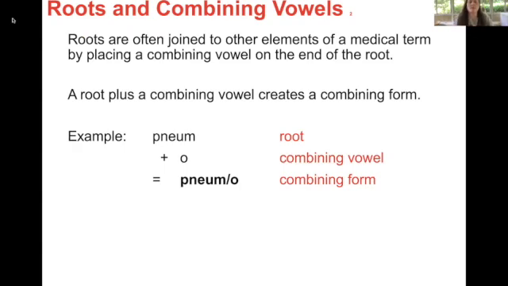Now, sometimes you will have something called a combining vowel. That means you will have your root word, and then you will have this vowel that will be added in order to turn it into the medical term. So when you see in your text where it's written like it is here, P-N-E-U-M/O, just know the /O is letting you know you've got your root word, and then that's a combining vowel.